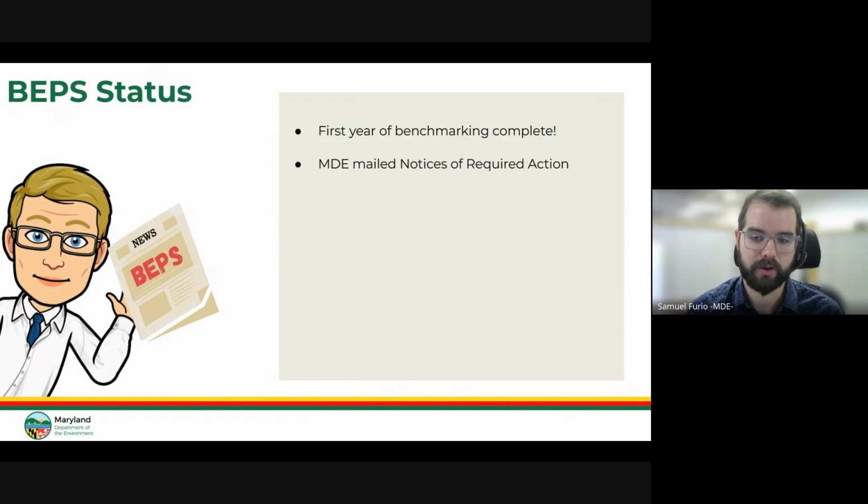September 30th was that benchmarking deadline for this year. On October 1st, we sent out notices of required action to buildings that we had not heard from, or we hadn't received a benchmarking report or an exemption request for.